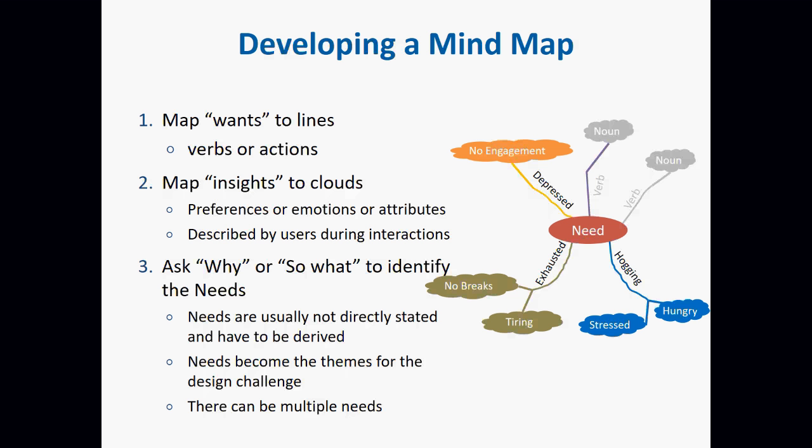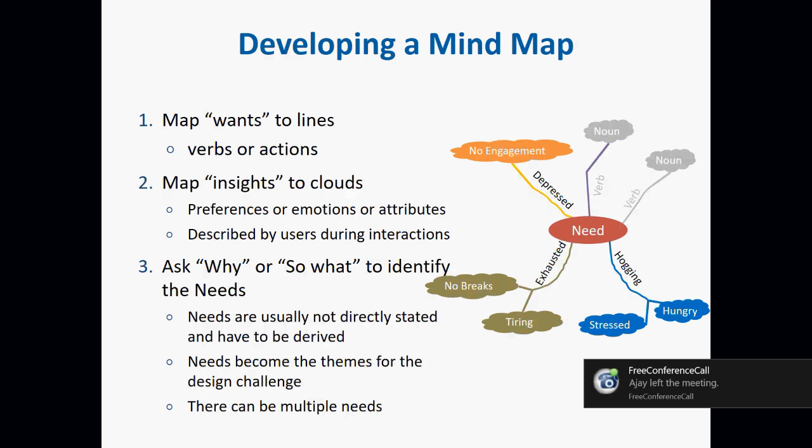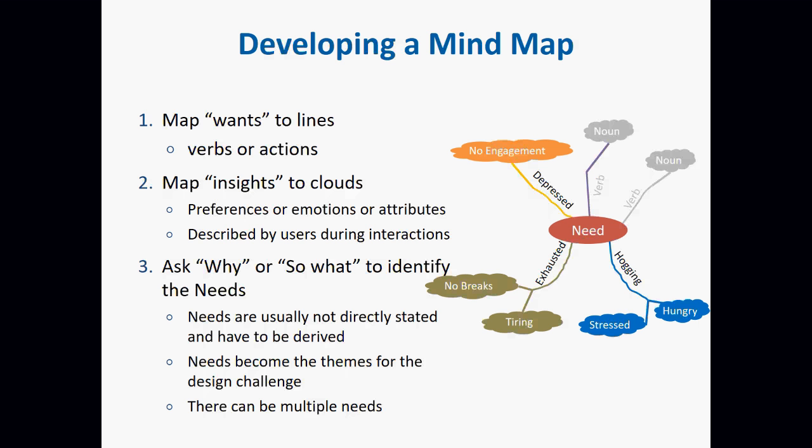So there are different ways of doing mind maps, by the way. The way that we suggest over here, or that I suggest over here, is the verbs become the lines, different directions or different arrows that go to the basic need, while the clouds, which are superficial across the territory, become the nouns.